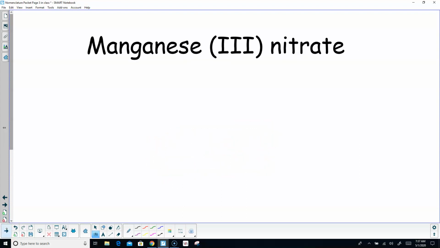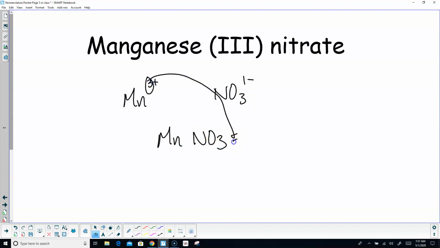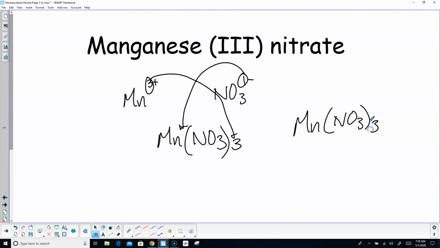Okay, manganese 3 nitrate. So this tells me that I have manganese, and manganese has a 3 plus charge in this instance. Nitrate, I look up nitrate, it's NO3 and it's 1 minus. So I write my metal, I write my nonmetal. This 3 goes down here. This 1 goes there, the 1 is understood. I have to put parentheses around nitrate so that it doesn't look like I have 33 oxygens. So it's Mn(NO3)3. That is manganese 3 nitrate.